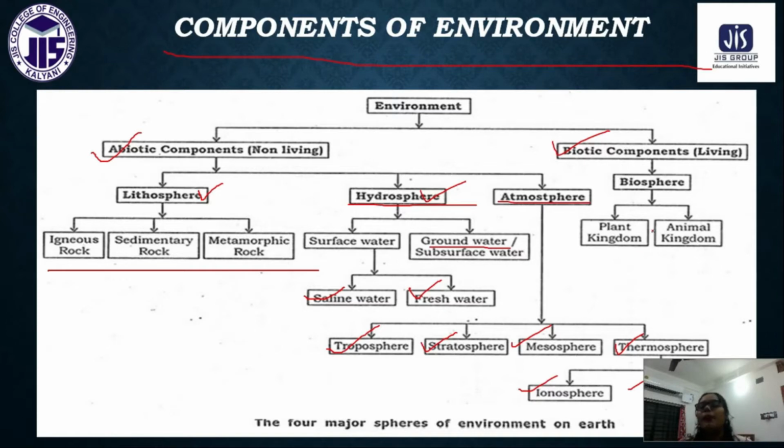And here, the biotic components, generally the biosphere. All types of organic components belong to this category. And the biosphere is generally of two types, the producers and consumers, that is the plant kingdom and the animal kingdom. Okay, so this is the total classification of the environment.